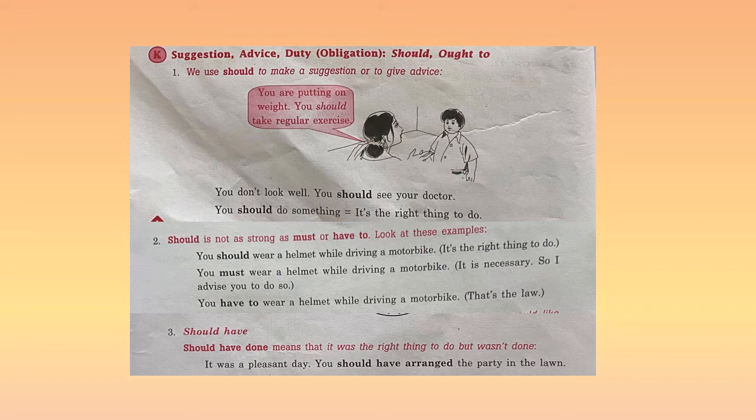If we replace must with have to, you have to wear a helmet while driving a motorbike means that's the law. It is compulsory. It is important according to the law also. So have to is according to the rule, according to the law. Must is compulsion and should is up to you.